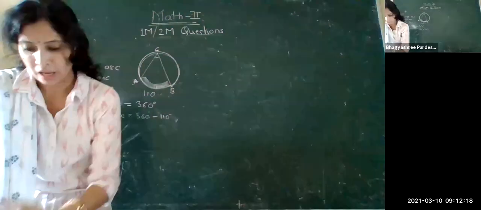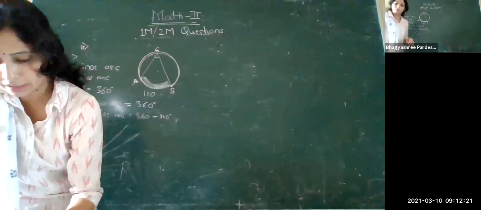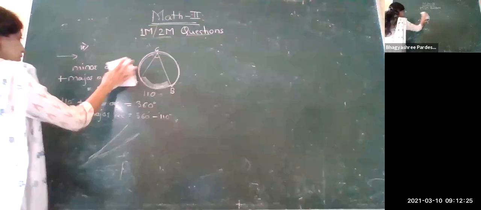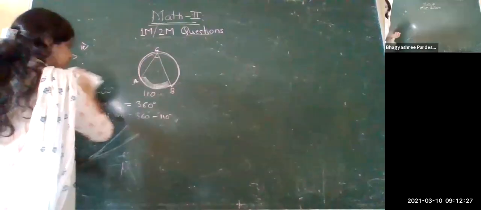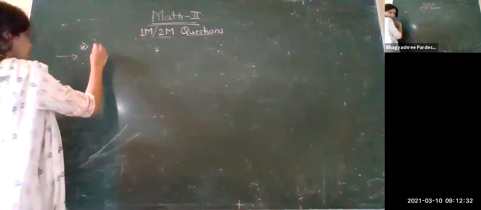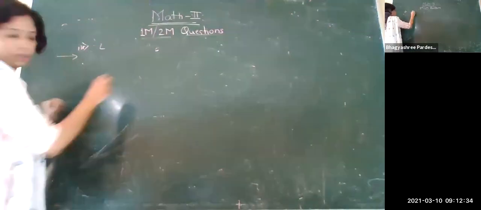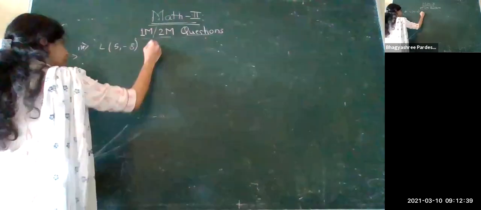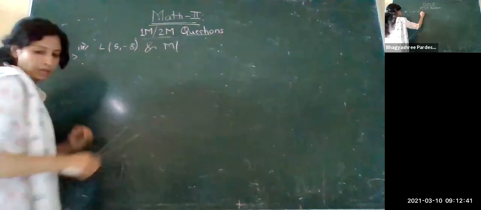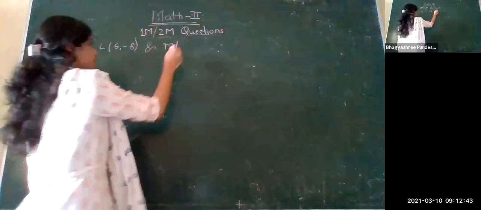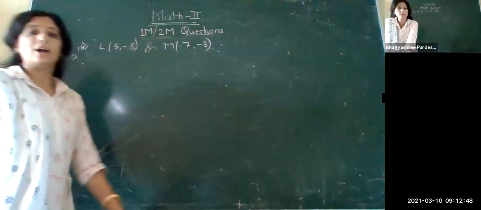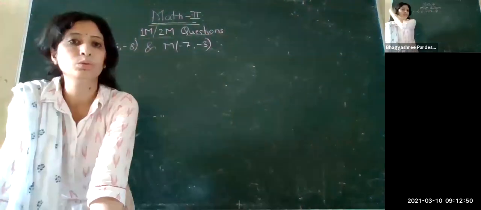Now let's see the next question. Here, two points are given to us. We have to find the distance between the points. The points are L (5, -8) and M (-7, -3). So we have to find the distance between two points. How to do this? Can anyone tell me how to do this one?